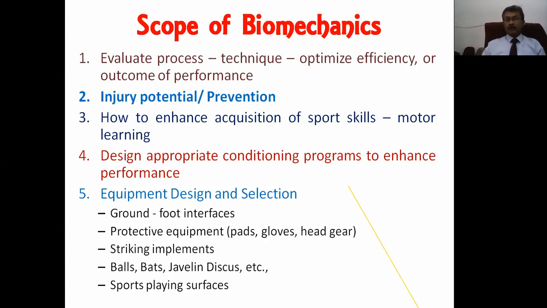Now the last one is equipment design and selection. All the sports equipment, whatever is being designed, depends only on biomechanics. For example, if a javelin thrower is throwing the javelin, how far will it land? अगर आप 50 मीटर मारते हैं तो आपके लिए javelin कुछ और होगा. If you are throwing 80 and 80 plus, then an aerodynamic javelin is needed.